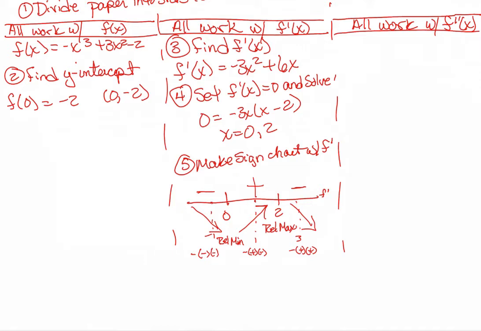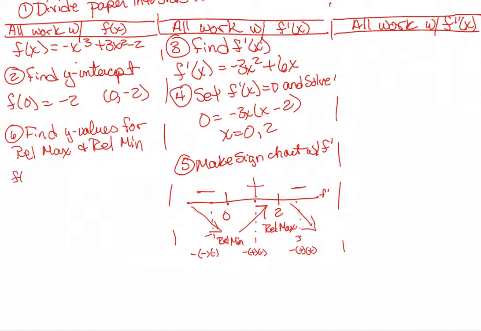So I'm going to go back over to my first column, and 6 is going to be find y values for relative max and relative min. So what I'm going to do is find f of 0, which I already know is negative 2, so that gives me the point 0, negative 2. I'm still going to find it again because it's my relative min, and I'm going to write relative min next to it.